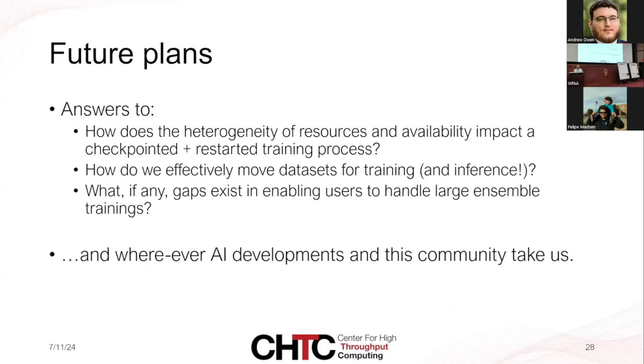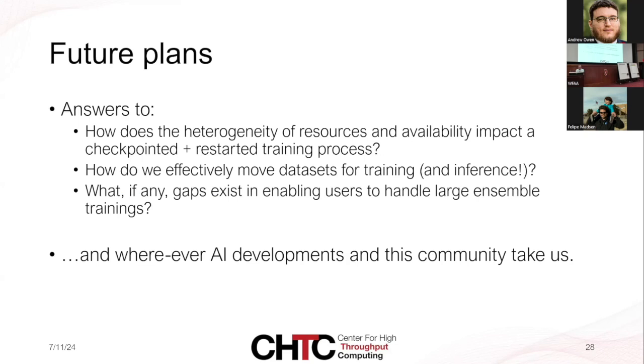Turning a little bit toward the future, sort of 6-month type plans. There's a lot of questions in this space. We want to be able to answer questions that are listed here, right? So if we're checkpointing jobs, if we start training a model on an A100 and then it gets evicted and then starts back up on an RTX 2060, what are the impacts of this kind of movement, this checkpointing process, on the end predictive power of a model?